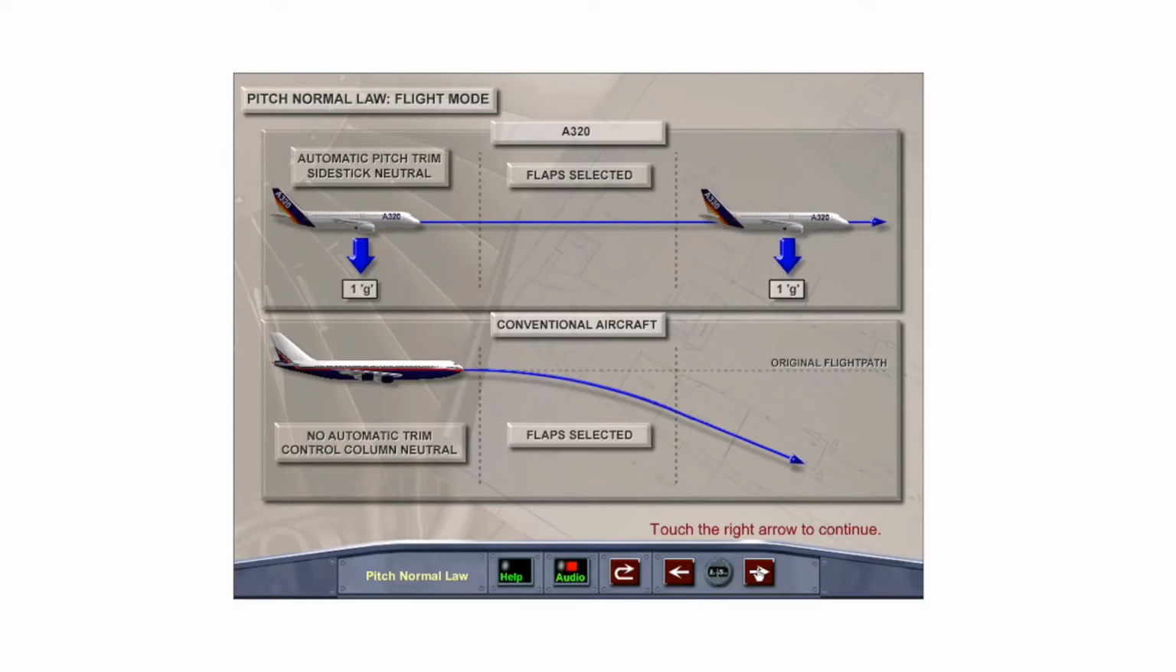In normal law, pitch trim is automatic. With prolonged side stick input, the trimmable horizontal stabilizer is automatically trimmed to bring elevator deflection back to 0. Also, with the side stick in neutral, power, speed, or configuration changes are automatically trimmed out to maintain a constant 1G. The aircraft will decelerate or accelerate in level flight with no pilot input, all the while maintaining 1G. Without auto trim, the aircraft would pitch up or down just as it does in a conventional aircraft.